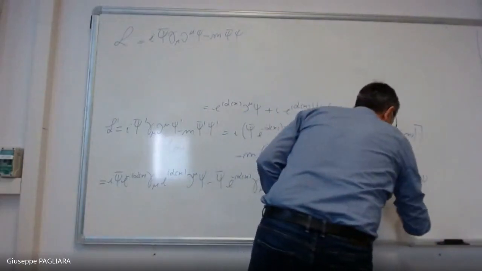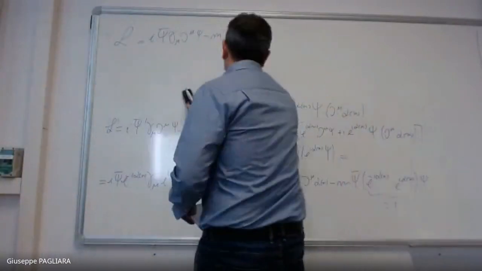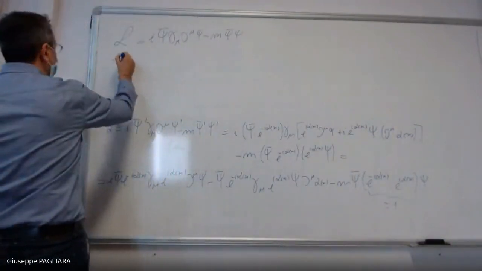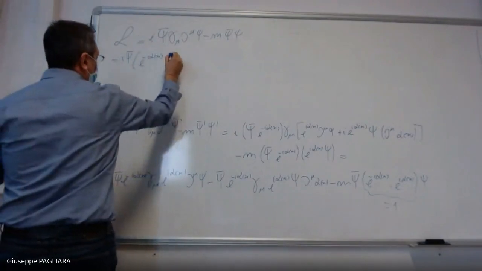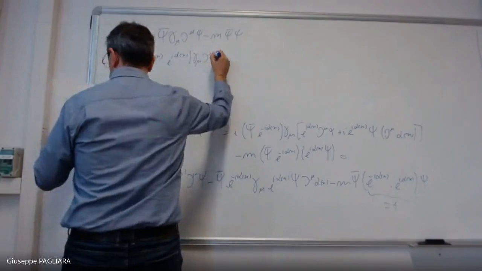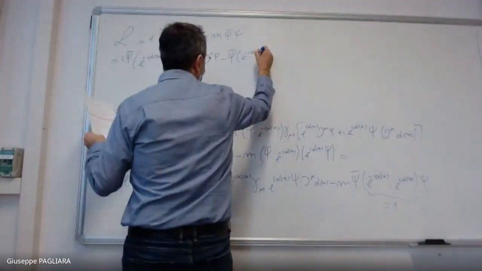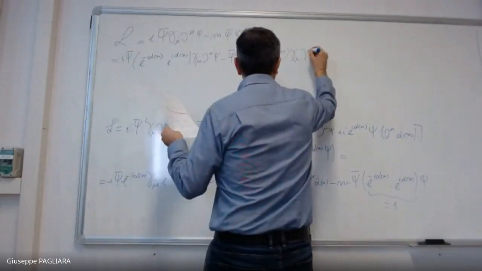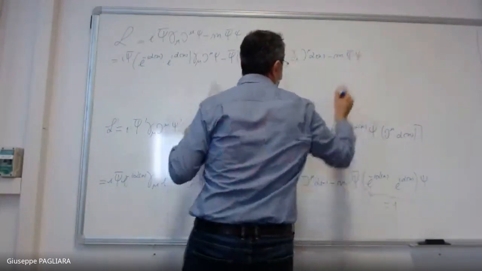Now, this guy, as you know, is equal to 1. Let's also combine the other two. So we continue here. So this is i psi bar e^(-i alpha(x)) e^(i alpha(x)) gamma^mu partial_mu psi minus psi bar e^(-i alpha(x)) e^(i alpha(x)) gamma^mu partial_mu alpha(x) minus m psi bar psi.